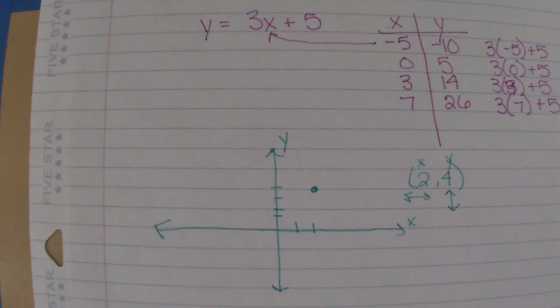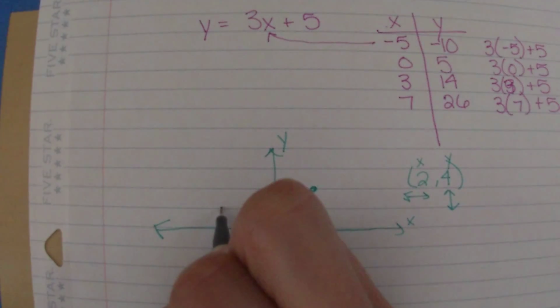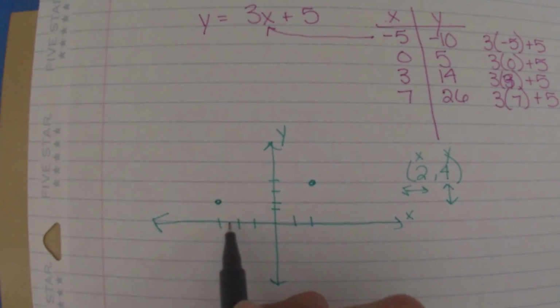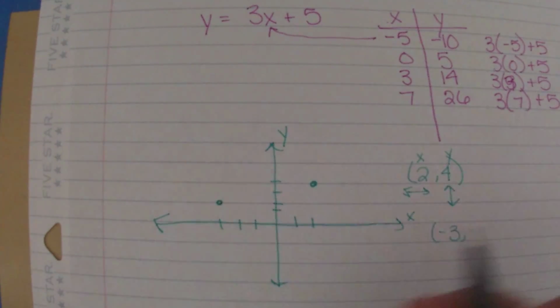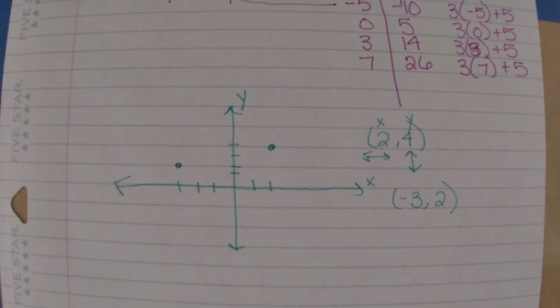Okay, we should be able to do that in reverse order. So if we have a point over here, we should be able to name it. We should know that we're at -3 on the x-axis, and then we're going up to +2 on the y-axis. Okay, so you're going to have a couple of those that you have to do of naming and reading points.